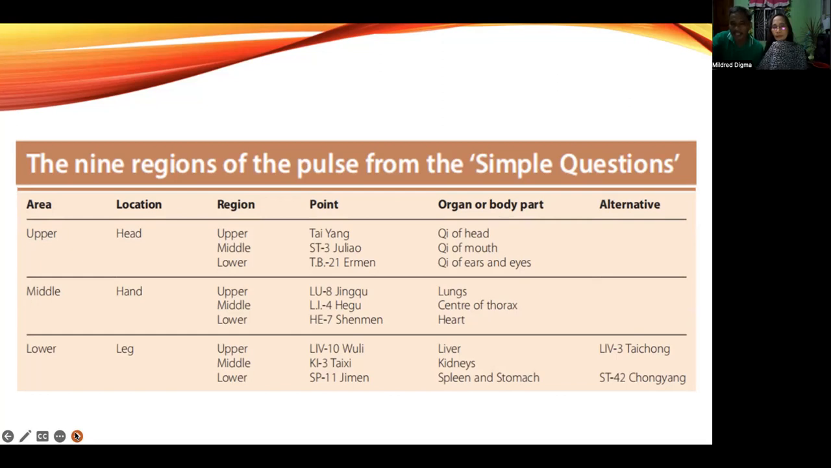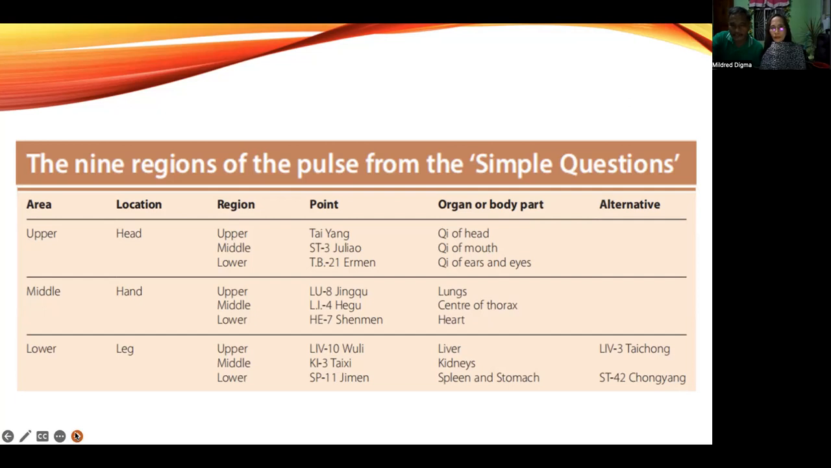So at least alam din natin na mayroon designated points para makita natin yung mga points or to take some pulse para makuha natin yung ibang indicator doon sa region. So sa upper, sa upper head, yung stomach 3, at sa lower niya ay triple burner, triple warmer 21. Doon naman sa ating middle, sa hand, makukuha natin yung upper niya is yung lung 8, colon 4, LI 4, at saka heart 7. Okay, dito naman sa lower, sa liver 10, kidney 3, at saka sa lower ng leg is spleen 11.